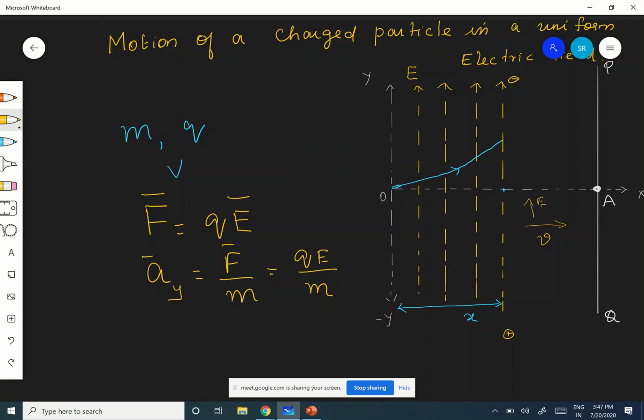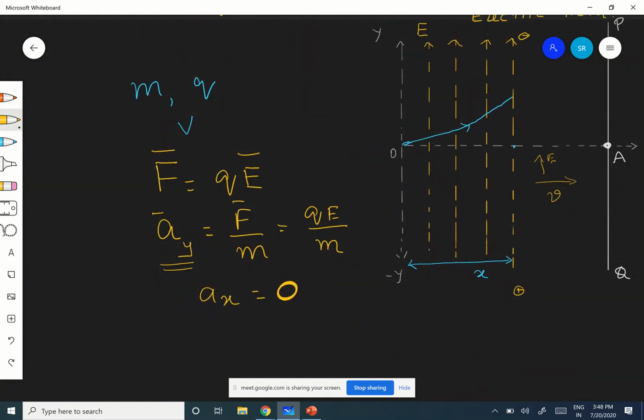Only the vertical velocity will change. Why? Because the particle is experiencing a force in the vertical direction along OY. That is why I have written AY. But what is AX? It should be equal to 0, because there is no force in the x direction. You can recall your projectile problems like that. The particle will be moving with the same velocity along the x direction. Therefore there is no acceleration in the x direction, and the speed of the particle is the same.